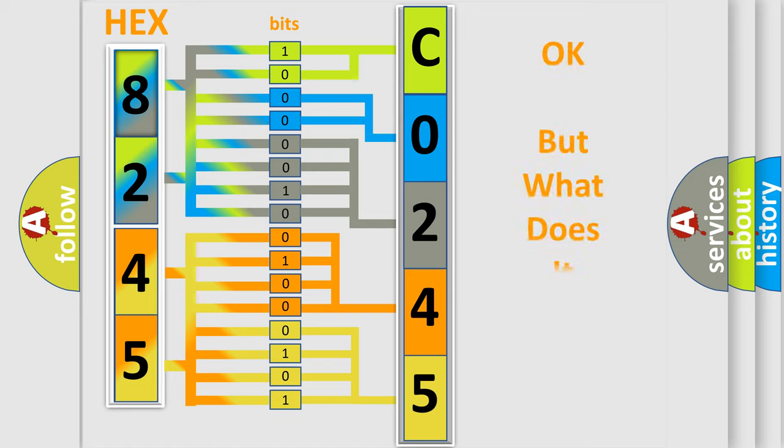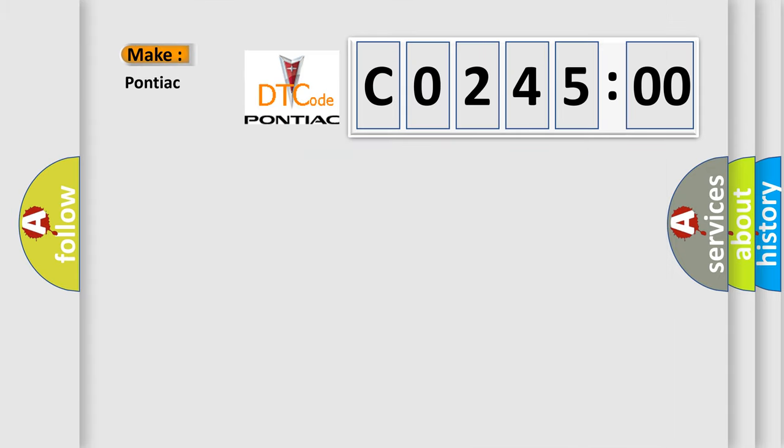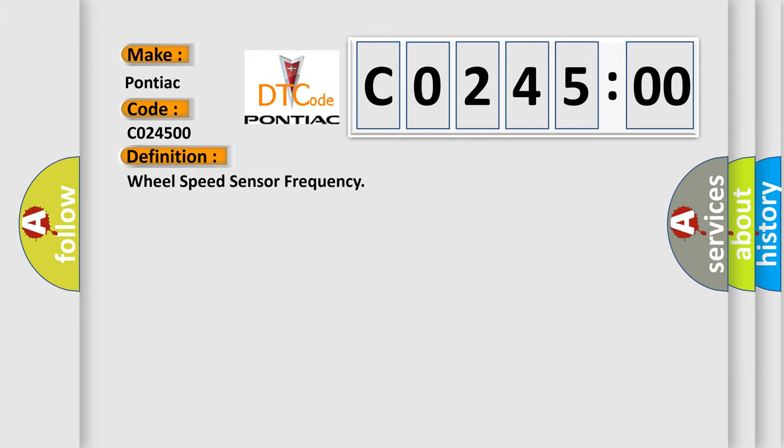The number itself does not make sense to us if we cannot assign information to what it actually expresses. So, what does the Diagnostic Trouble Code C0245-00 interpret specifically for Pontiac car manufacturers? The basic definition is wheel speed sensor frequency.